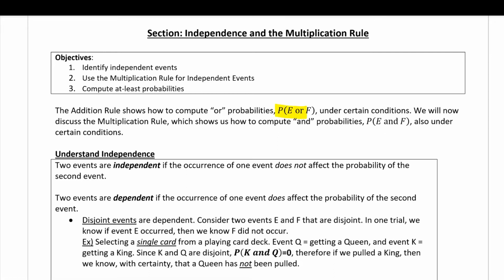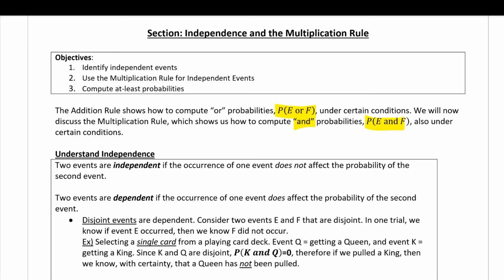That was the probability of an event E or F with certain conditions, right? Whether it's disjoint or not disjoint. The multiplication rule in this section, we're going to deal with AND probabilities, the probability of E and F, also under some sort of conditions. And those conditions will be whether the two events are independent or not independent, or dependent.